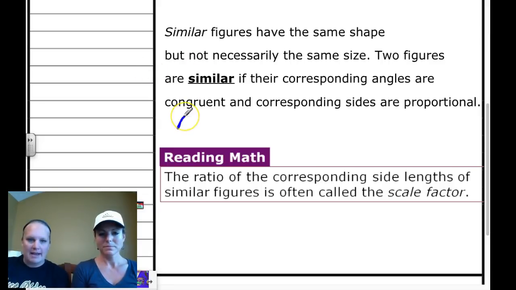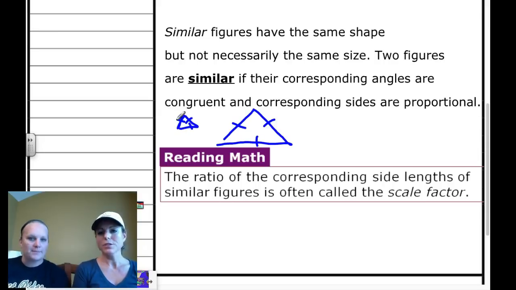So maybe we have a triangle like this and a triangle like this. If we say they're both congruent, we have an equilateral triangle. However, we have a small one and a big one. They are similar, but why are they similar? Because their sides and angles are going to be proportional, which we'll talk about. If they're proportional, they're going to be equal.